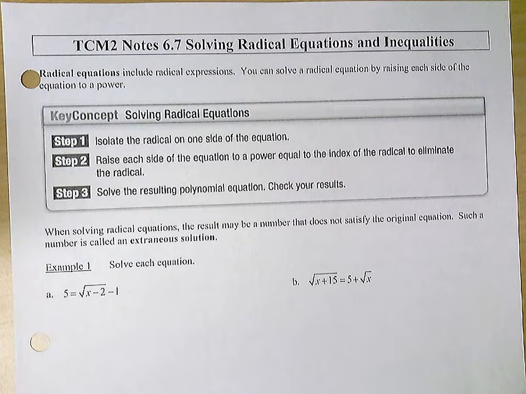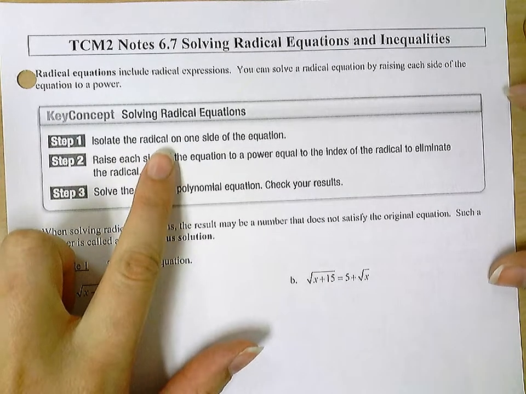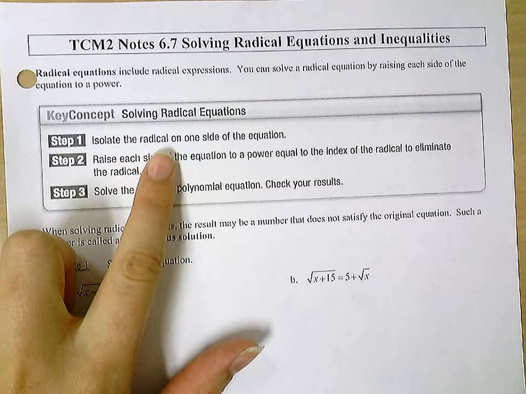You can solve a radical equation by raising each side of the equation to a power. Okay, so you want to raise it to a power to cancel out the radical. So you have a couple steps here. Step 1 is to isolate the radical on one side of the equation. So whatever's in your radical, you want to just isolate that on one side.